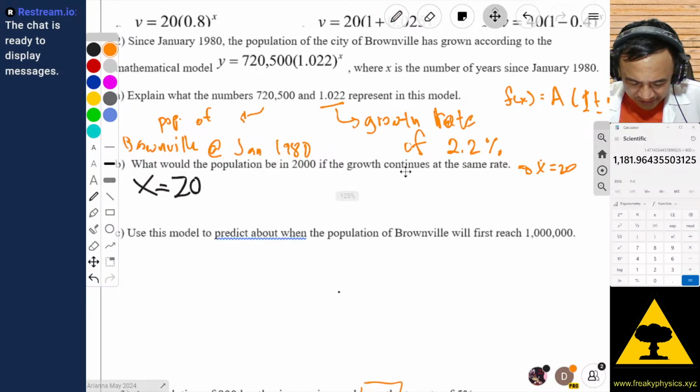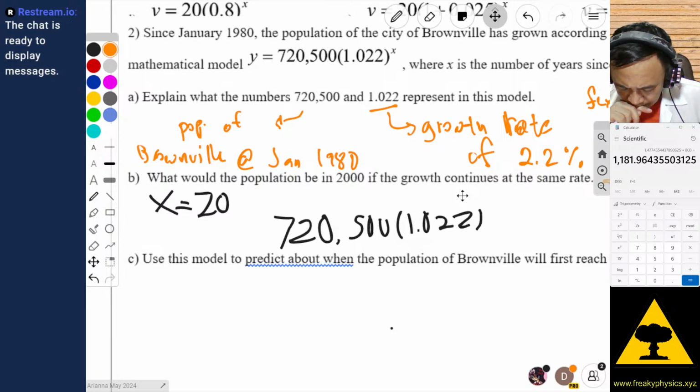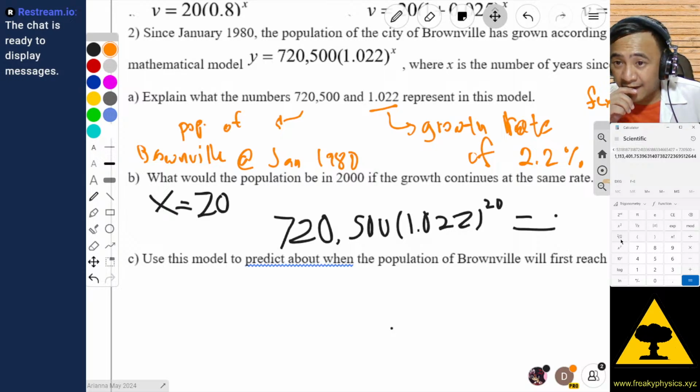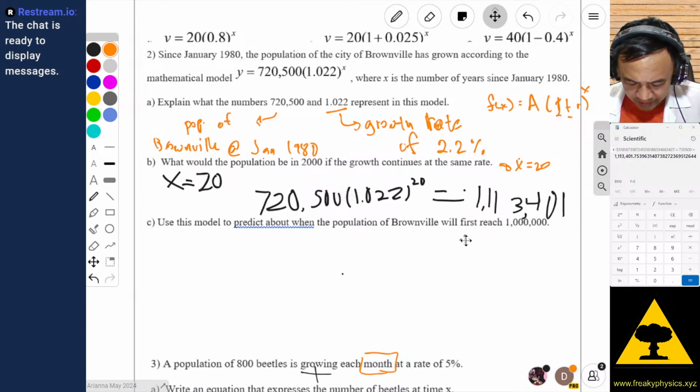Go ahead. I'll zoom in a bit so you have more space to operate. All right, so that's correct. That's a big number. 1,001,340. Okay, correct. 1 million. So you grew from 720,500 to a million.